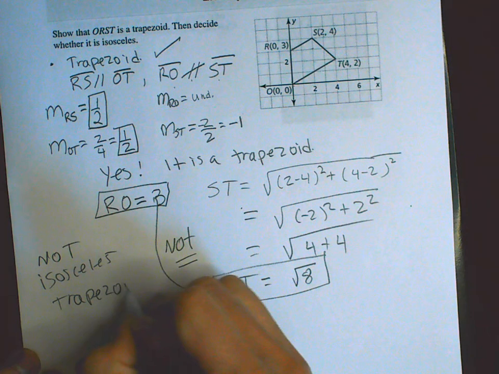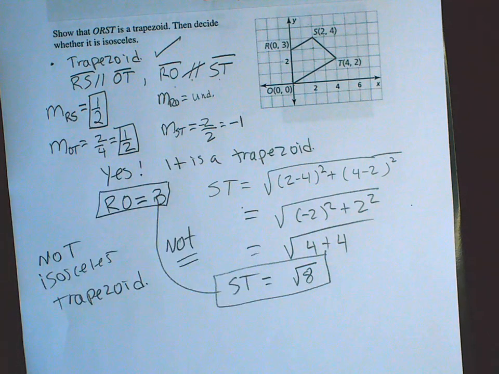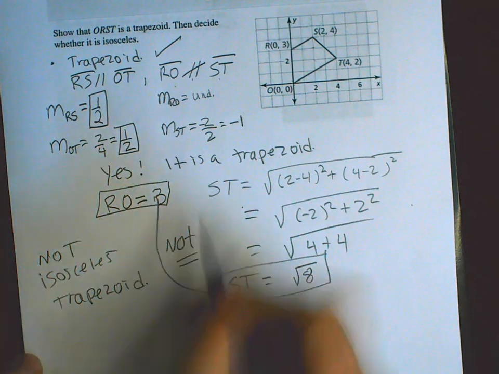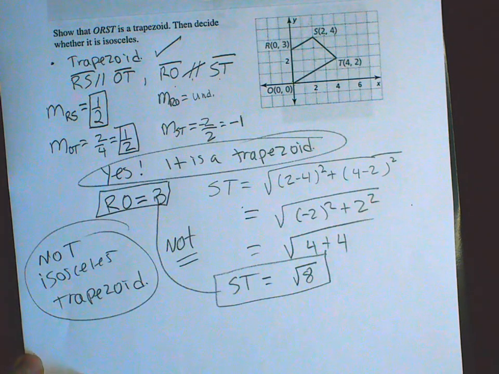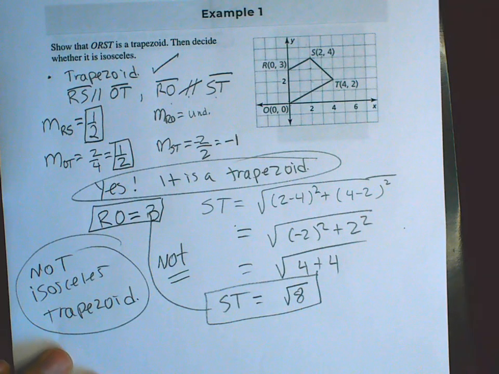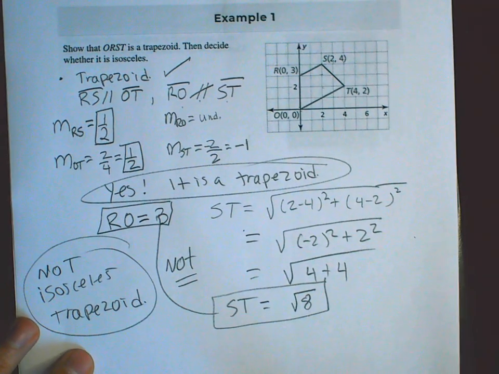It's just a regular trapezoid. So yes, it is a trapezoid. No, it is not an isosceles trapezoid. So that is example number 1. Let's take a look at the next example.